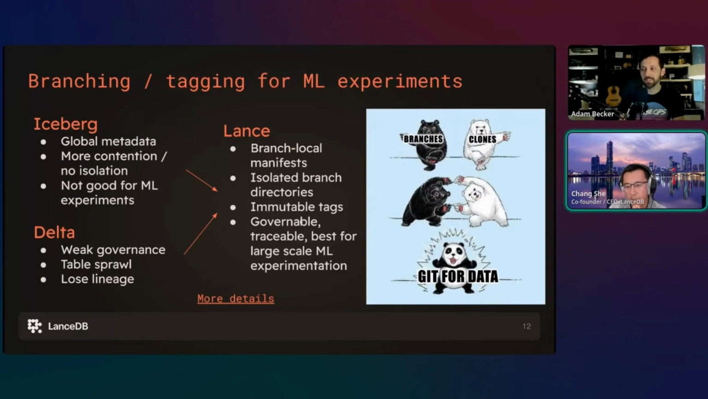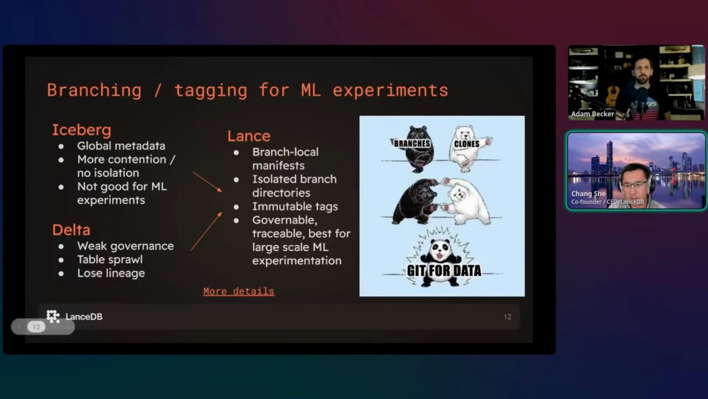Sounds good. Basically, I just have one more slide here. When I talked about experimentation being a lot more frequent with agents, this is another area where we invested in Lance format: a better branching strategy for ML experimentation. We combined the best attributes from how Iceberg does it and how Delta does it into a branching plus shallow clone strategy for Lance. So it's really optimized for rapid ML experimentation. And of course, I can put some of those links down in the chat as well.